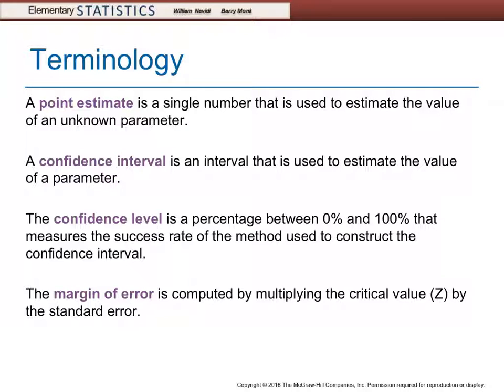So in this chapter, it's going to be important to have terminology. A point estimate is a single number that is used to estimate the value of a known parameter. In this case, for a quantitative variable, x bar is going to be our point estimate. A confidence interval is used to estimate the value of a parameter. In this case, the parameter of interest is mu. And so our confidence interval is going to be our point estimate plus or minus something called the margin of error.